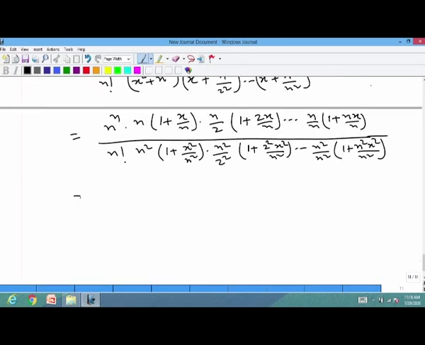Now, if you see, in the numerator I have n to the n, and then we have n times n times n and so on. So, that will again become n to the n. So, I have n to the 2n times (1 plus x by n), (1 plus 2x by n) up to (1 plus nx by n), and we have 1 times 2 times 3 up to n. So, this is this divided by n factorial.